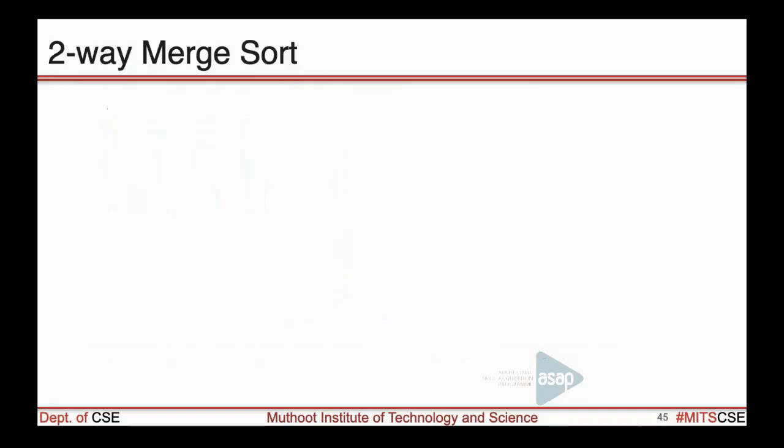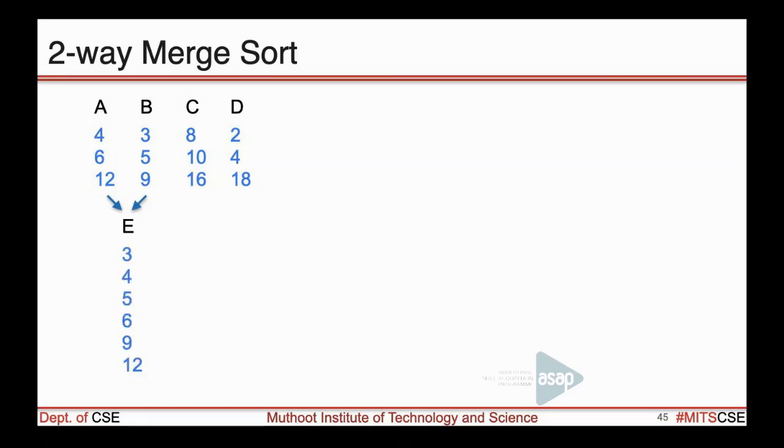So coming to 2-way merge sort or 2-way merging. What will be 2-way merging? It is the process by which we merge 2 lists at a particular time. So consider the same example A, B, C and D. Here we can do this process in different ways. First we will be merging A and B. Okay, that will be 3, 4, 5, 6, 9 and 12.